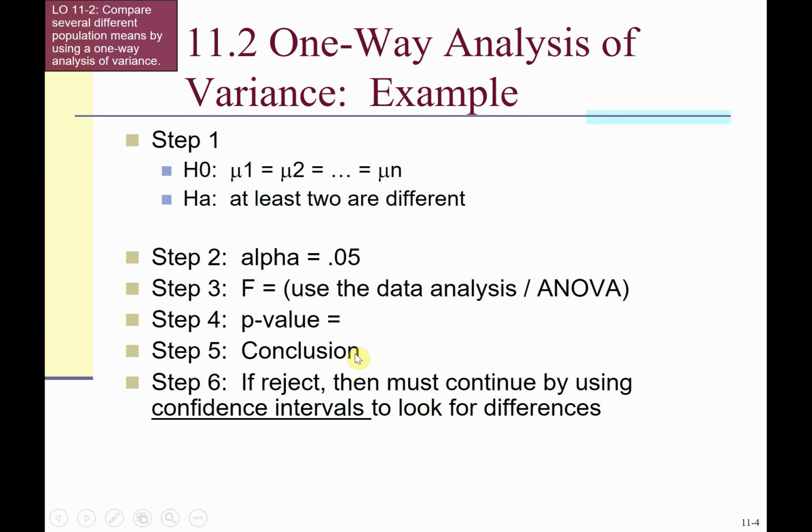And here's the difference: in step 6, if we reject the null hypothesis and we find that there's a difference, you've got to continue to do things. What you have to continue to do is go back to chapter 8 material and calculate some confidence intervals. So we're going to do the example up through this, and then for the confidence interval, I'll reference you to a previous video on how to calculate confidence intervals.